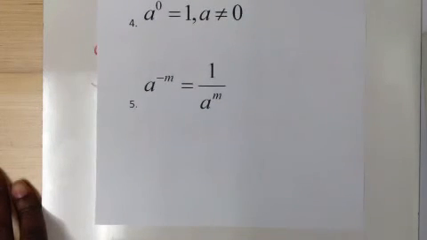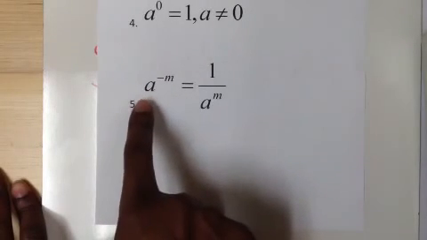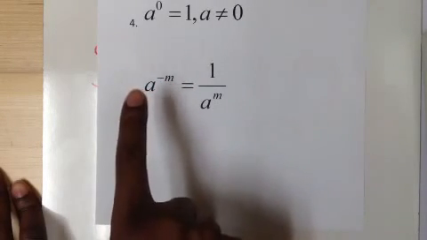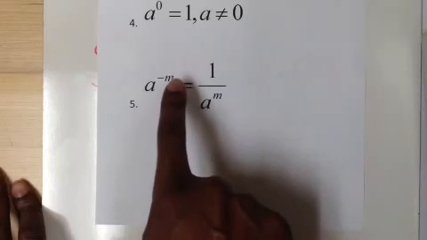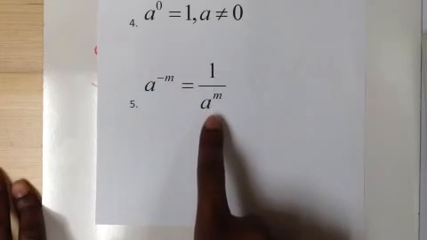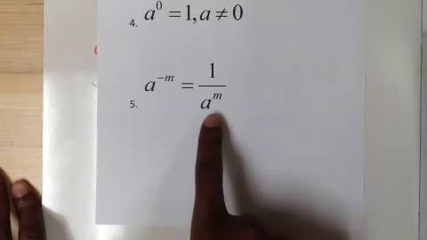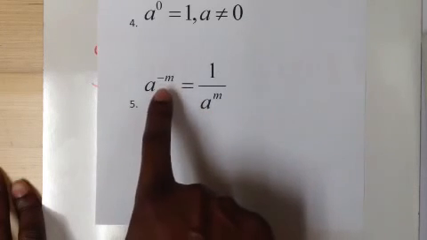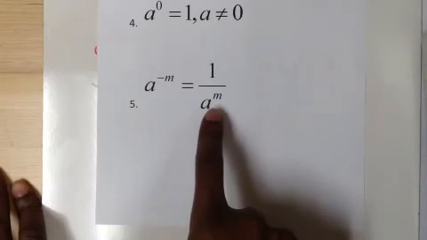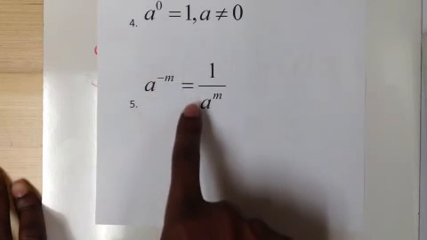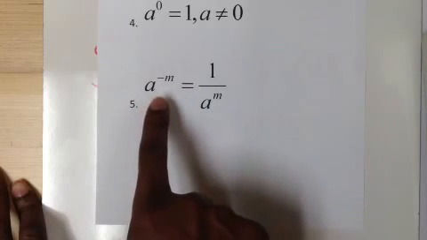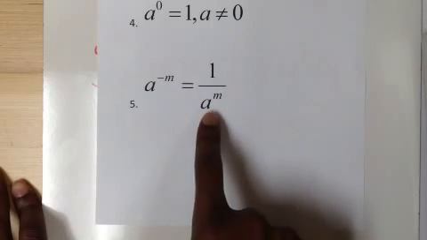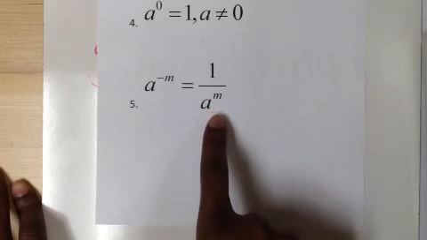Lastly, rule number 5. Anytime I have a base with a negative exponent, I must always figure out a way to make this positive. This can be done by simply turning it into a fraction and flipping it over, where that same power is now brought down to our denominator and is made positive. So a to the negative m power is equal to 1 over a to the m power. And again, anytime I have a negative exponent, it has to be made positive by putting it in the denominator and making sure that the power stays positive.